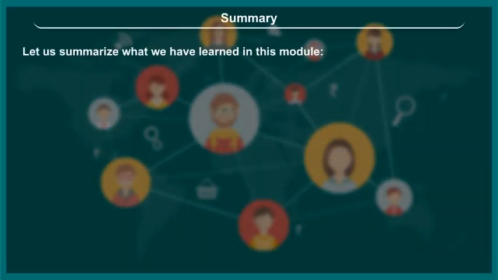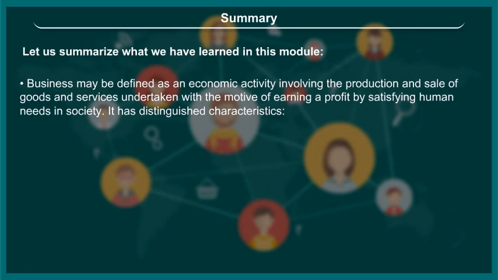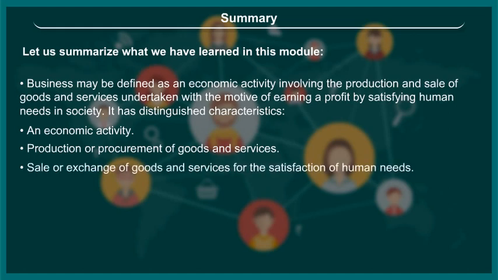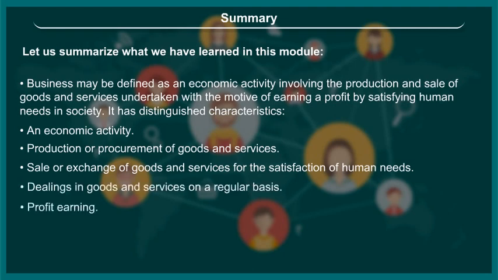Summary. Let us summarize what we have learned in this module. Business may be defined as an economic activity involving the production and sale of goods and services undertaken with the motive of earning a profit by satisfying human needs in society. It has distinguished characteristics: an economic activity, production or procurement of goods and services, sale or exchange of goods and services for the satisfaction of human needs, dealings in goods and services on a regular basis, profit earning, the uncertainty of return, and an element of risk.